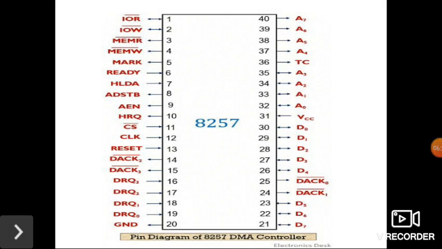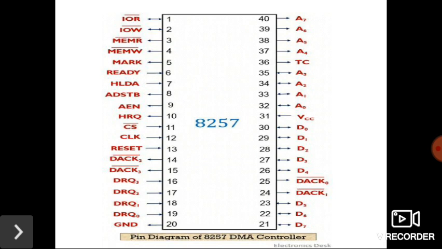Then IOW bar. This is a bidirectional tri-state input line in the slave mode. IOW is used to load the content of data lines to the upper or lower byte of a 16-bit DMA address register or terminal count register. In the master mode, data is transferred from memory to the input-output device during the DMA memory read cycle.